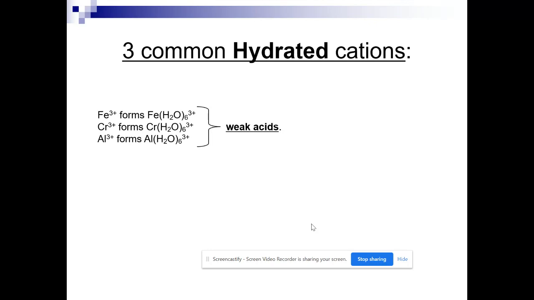All right, notice these guys, they're going to try to trick you with them all the time. These guys will form weak acids. Don't say they're neutral solutions in your tests or quizzes. They're going to form weak acids.